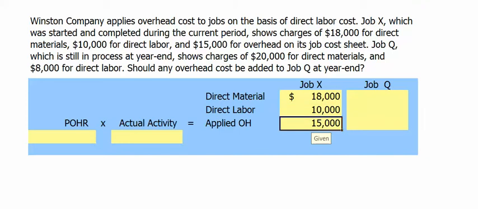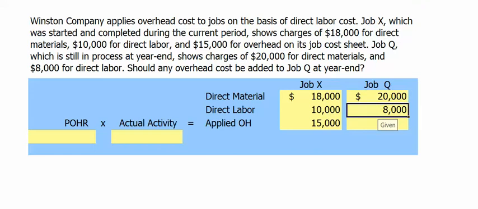Job Q, which is still in process at year-end, shows $20,000 for direct materials and $8,000 for direct labor. Should any overhead cost be applied to Job Q at year-end? The answer to that question is yes.